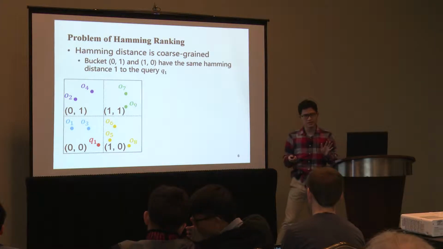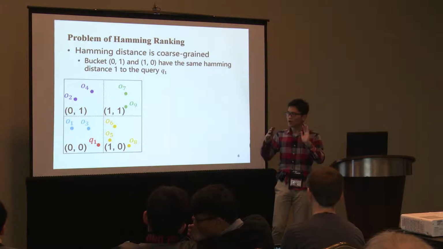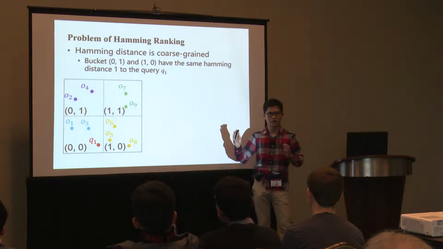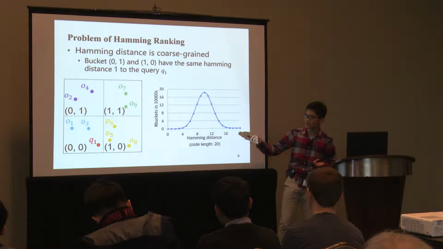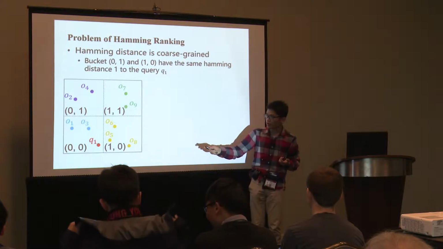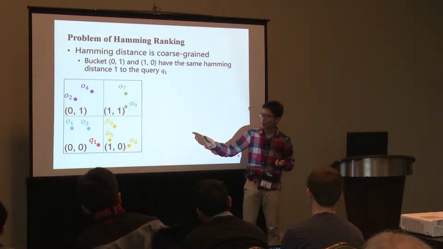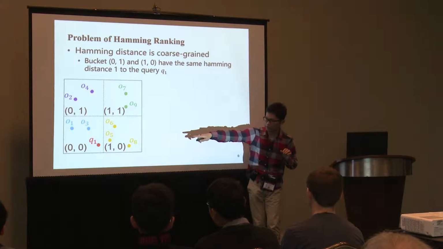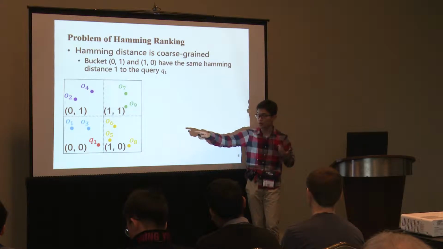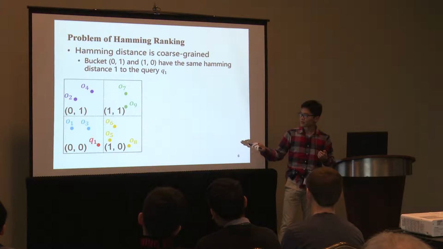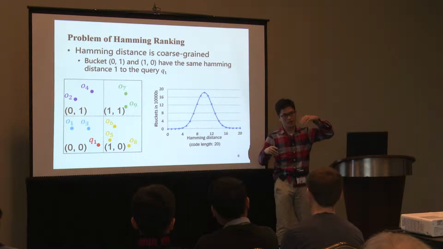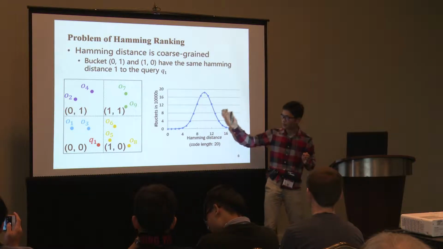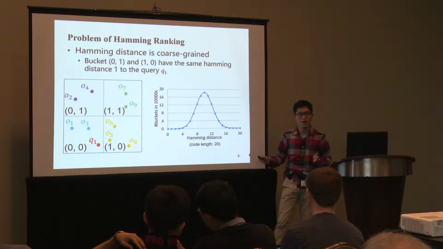But the problem is Hamming distance is coarse-grained, and it cannot separate buckets of the same Hamming distance. Let's say in this example, buckets 0, 1 and 1, 0 both have the same Hamming distance to the binary code of this query. If we process larger data sets, we tend to use longer codes, and there will be plenty of buckets having the same Hamming distance.